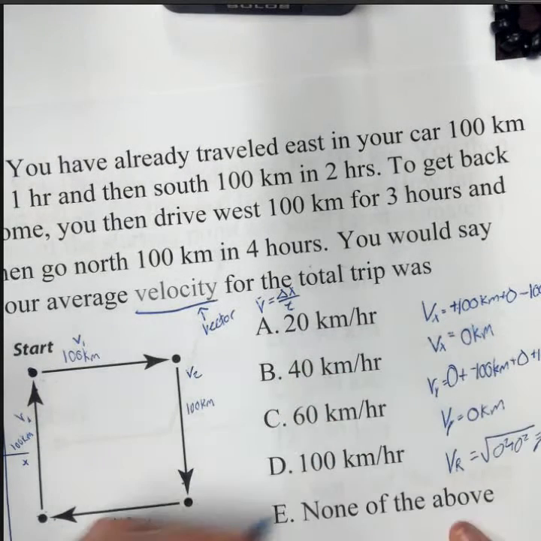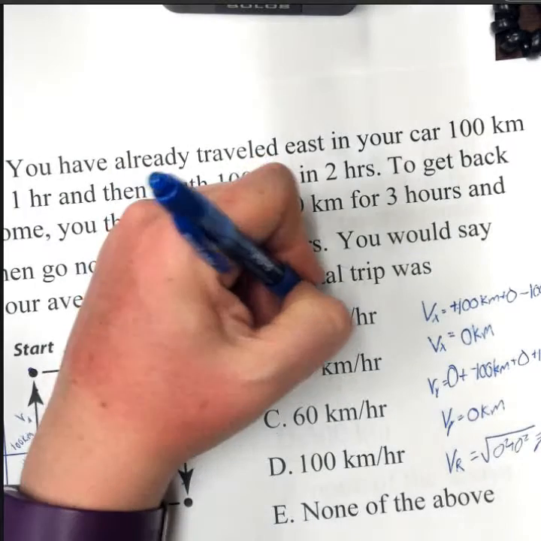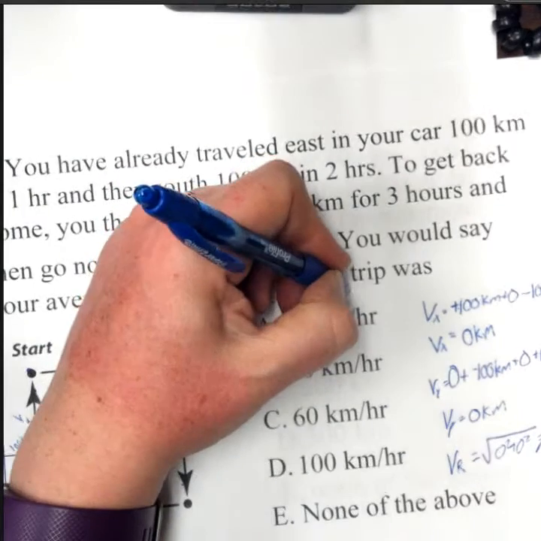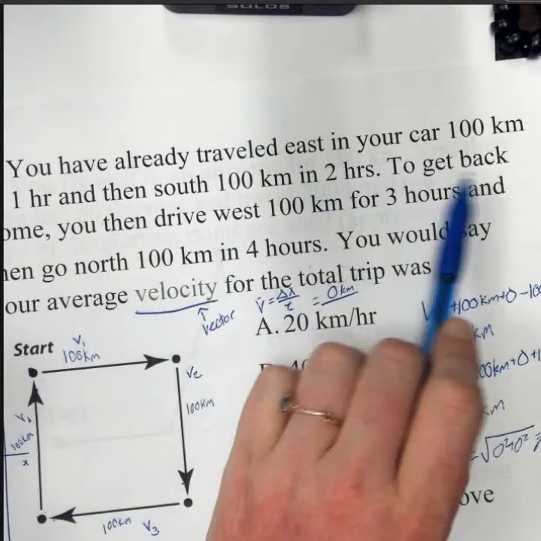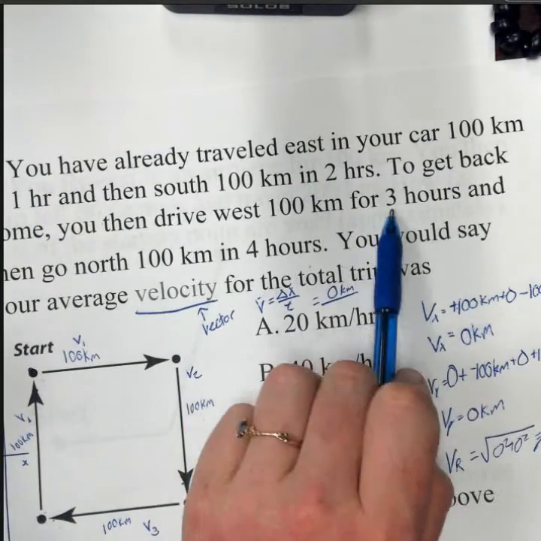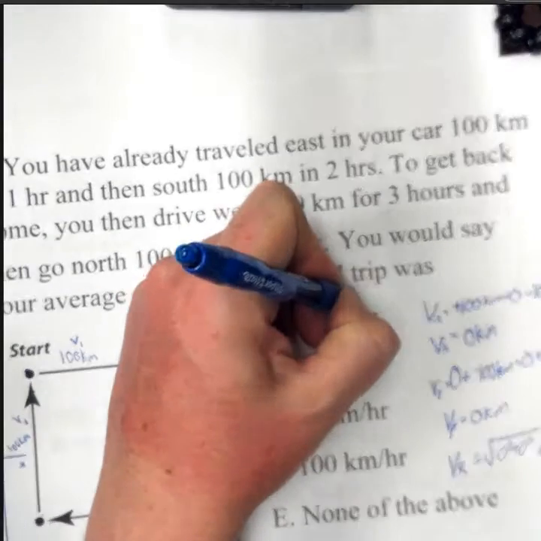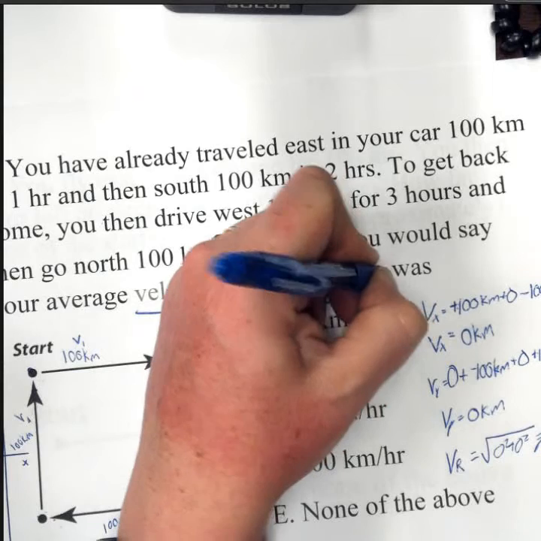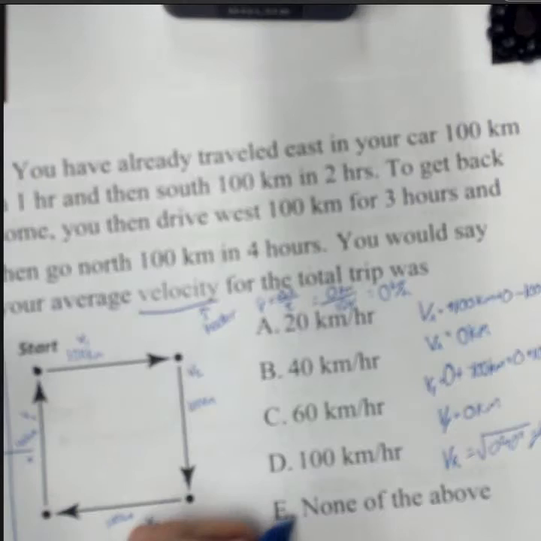So I know that because displacement is 0, it doesn't matter that it took me 1, 2, 3, 4, 5, 6, 7, 8, 9, 10 hours. My velocity was 0 kilometers per hour because I was not displaced. So it was none of these.